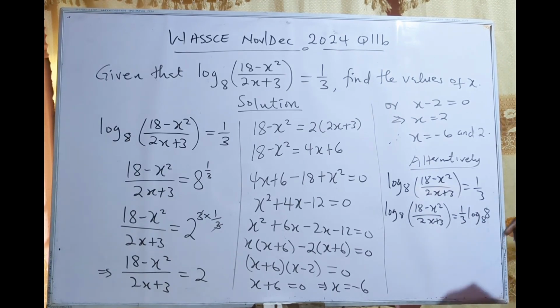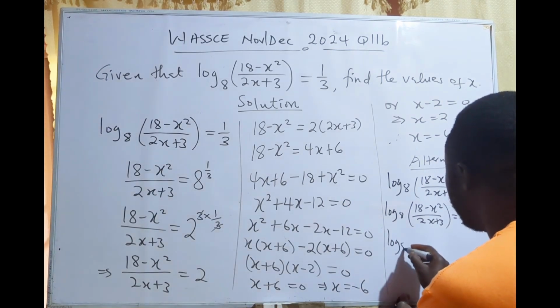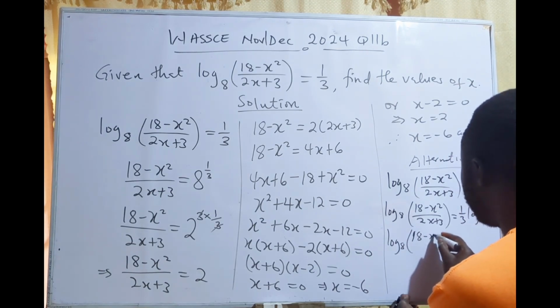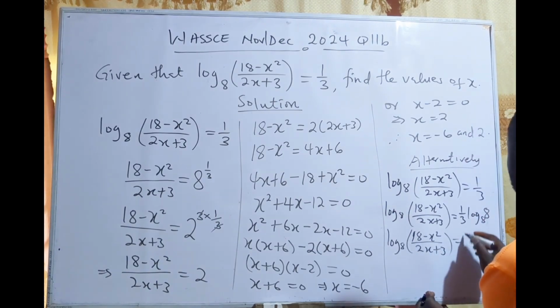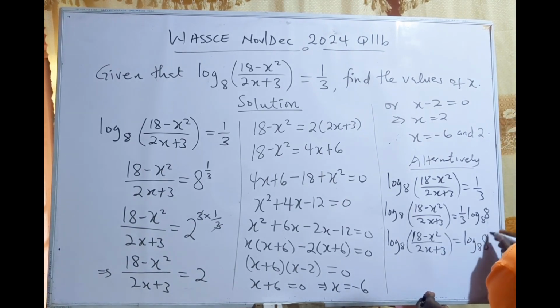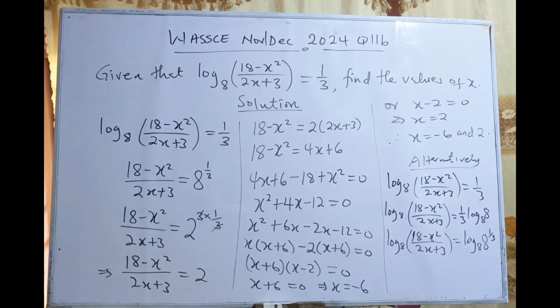So if you want to change a constant number to a particular base of a log, you write the log of that number to the same base and then multiply by the number, because a log of a number of the same base is 1. So when I multiply, I haven't changed it. So you can write this as log of base 8, (18 minus s squared) all over (2s plus 3), equal to log of base 8, 8 exponent 1 over 3. This comes here to be an exponent. Is that clear?